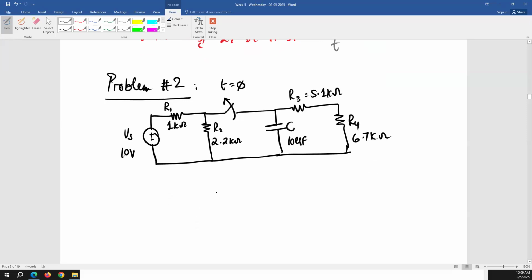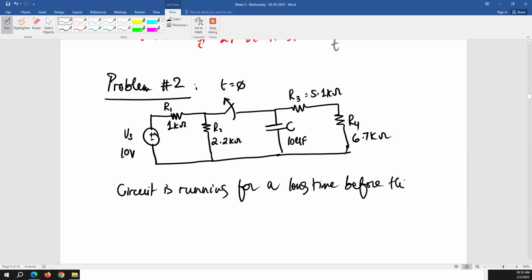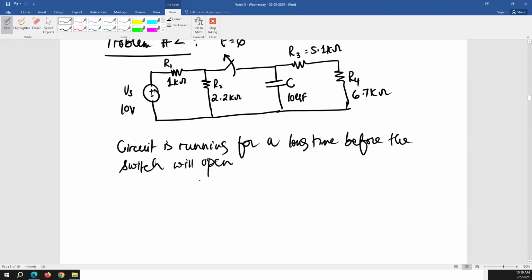So the switch is going to open up at t is equal to 0, and we assume that the circuit has been running for a very long time before the switch is going to open up. That is, the capacitor is going to be fully charged, and it will be at a steady state. Circuit is running for a long time before the switch will open.